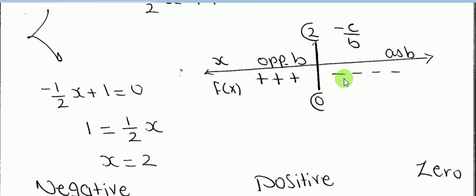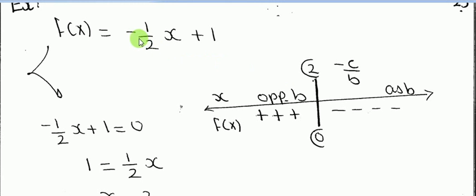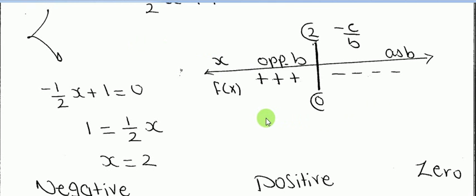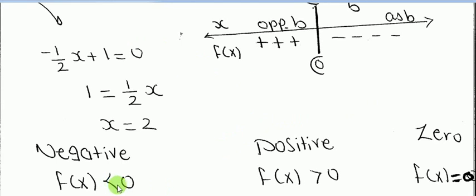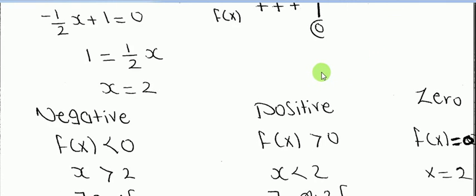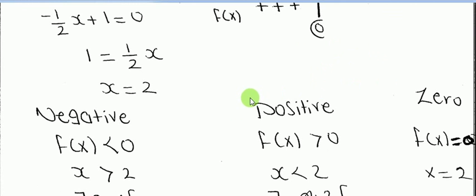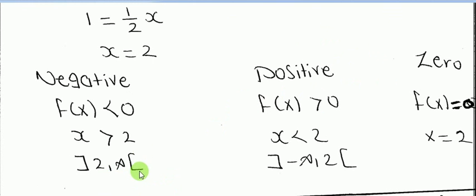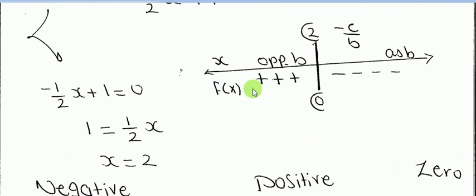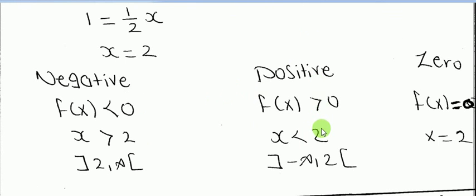We said at the right will be as b, and at the left will be opposite to b. Here b is negative. So here y is negative and here y is positive. So if you want to get the sign of the function, y is negative when x is greater than 2. X greater than 2, which means up to infinity, makes y negative. And y is positive when x is from negative infinity to 2, or x is smaller than 2. And what makes y equal 0? 2 itself.